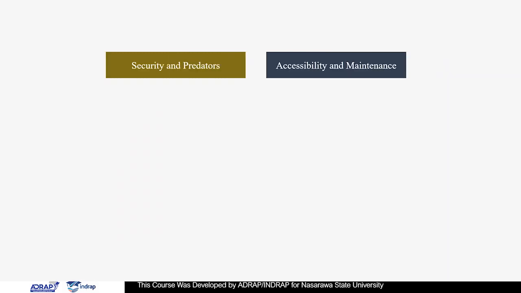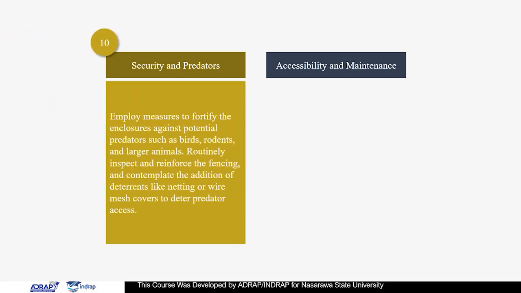necessary. Security and prevention. Employ measures to fortify the enclosure against potential predators such as birds, rodents, and larger animals. Routinely inspect and reinforce the fencing and contemplate the addition of deterrents like netting or wire mesh covers to deter predator access.